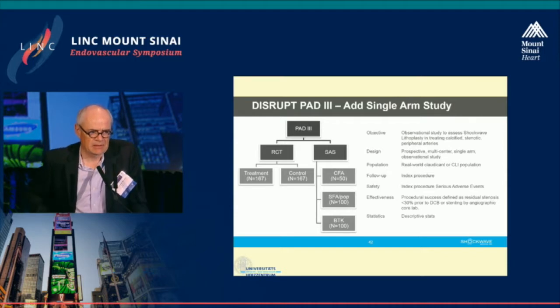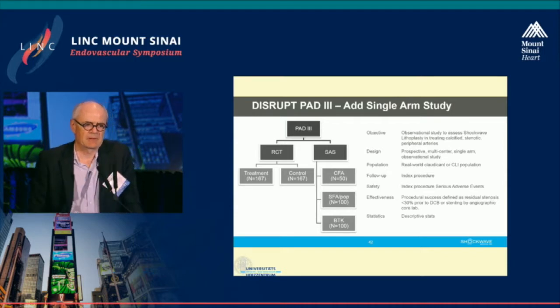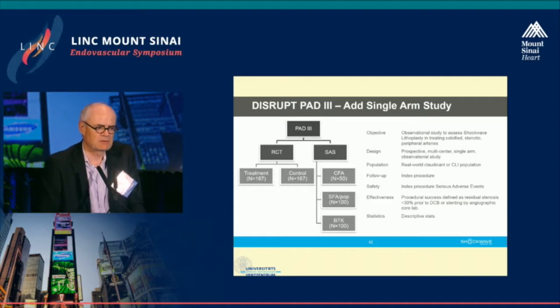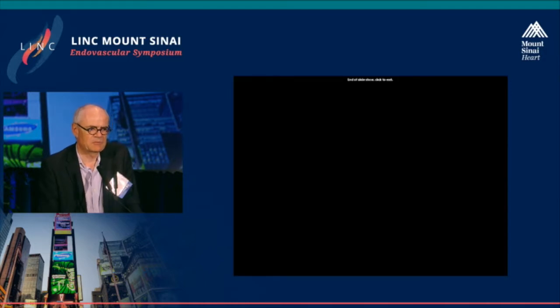And this is the study I already mentioned. This is PAD-3. It's a randomized controlled study, very ambitious because it's not so easy to find the appropriate patients. Lesion length is ranging from 7 to 15 centimeters, and it must be a moderately to severely calcified lesion. And the plan is to supplement the study in the near future by a single-arm study, a kind of registry, enrolling patients that dropped out of the randomization scheme.